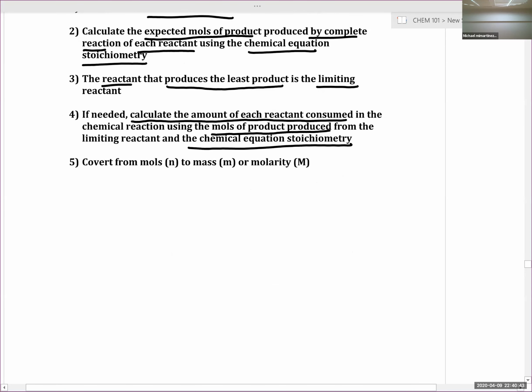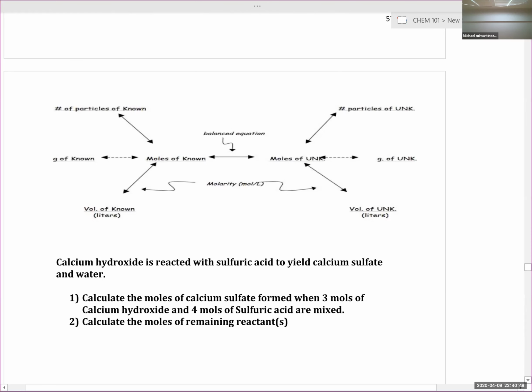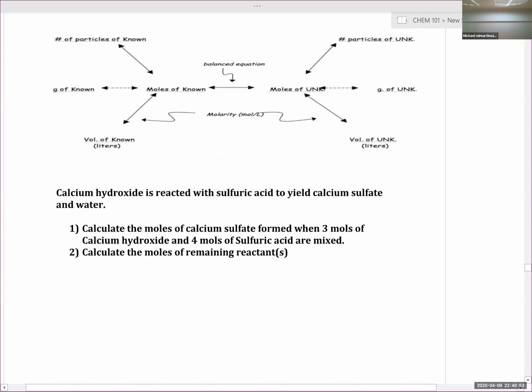Let's talk a little bit about this. So here is our classic conversion map, just for your reference. And let's try to deal with the following problem. Calcium hydroxide is reacted with sulfuric acid to yield calcium sulfate and water. We have a word equation to work with. That's always fun. We're asked to calculate the moles of calcium sulfate formed when 3 moles of calcium hydroxide and 4 moles of sulfuric acid are mixed.